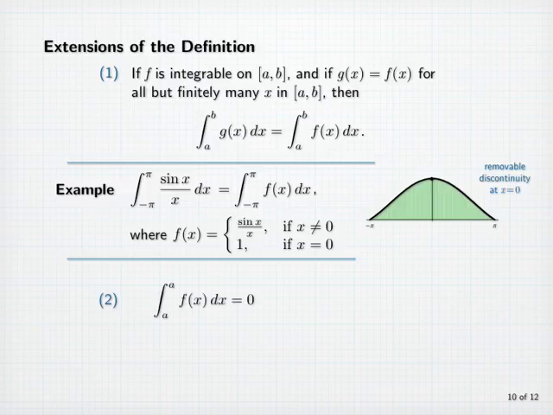The integral from a to a of any function is defined to be 0. Note that this is consistent with our notion of the area under the graph, since the area of a line segment should be 0.